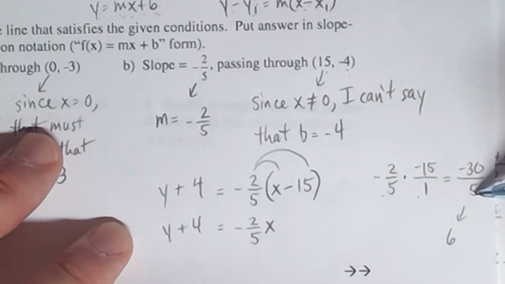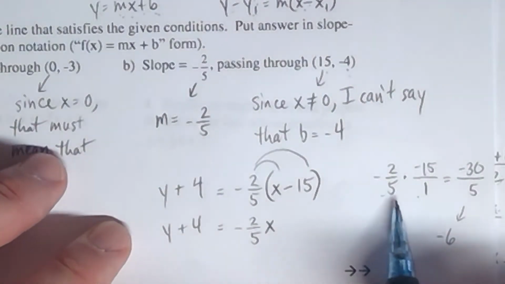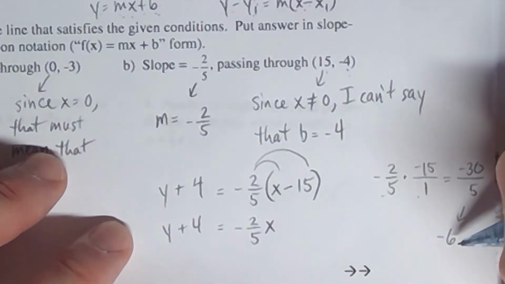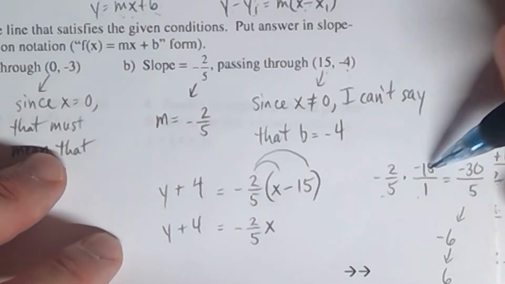Actually, negative 30 divided by 5 is negative 6. All right, that's actually what we have. It's negative 6 right there. But like I said, because of this negative on the outside, that makes the overall answer actually positive right here, because negative times negative is positive.